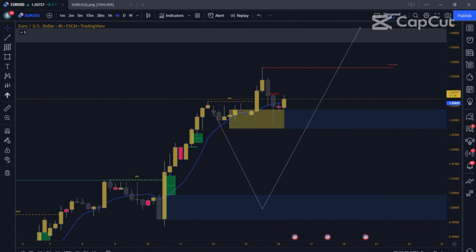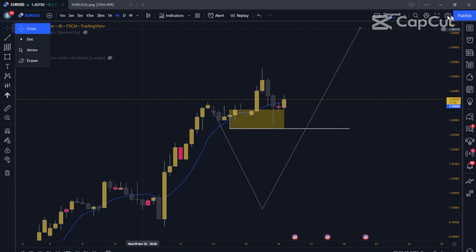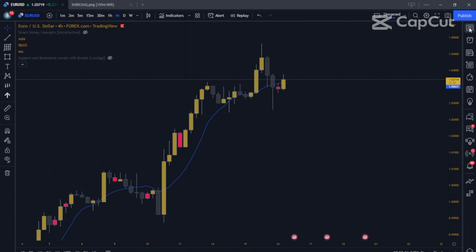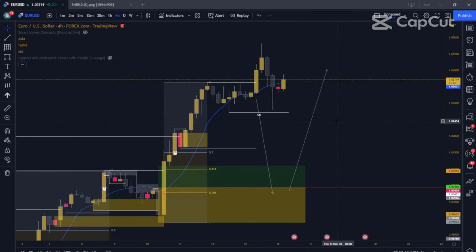Okay, perfect. If we get a break of this low, we can expect price to come down into this area we've got marked up on our charts. Alright, okay, perfect guys. For a recap, we're just waiting for breaks of structure to confirm changes of character. That's all we're waiting for.